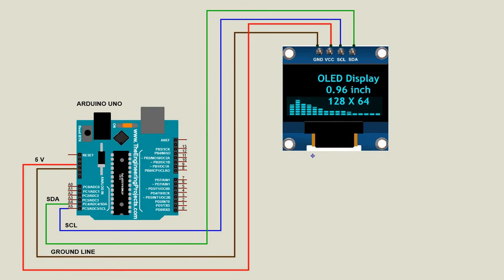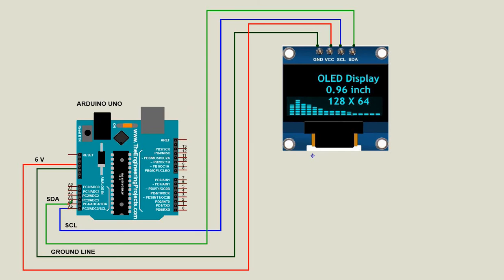First, you should connect a wire from the 5V pin of Arduino Uno all the way to the VCC pin of the OLED display. Next, you will have to connect a wire from the ground pin of Arduino Uno all the way to the ground pin of the OLED display.